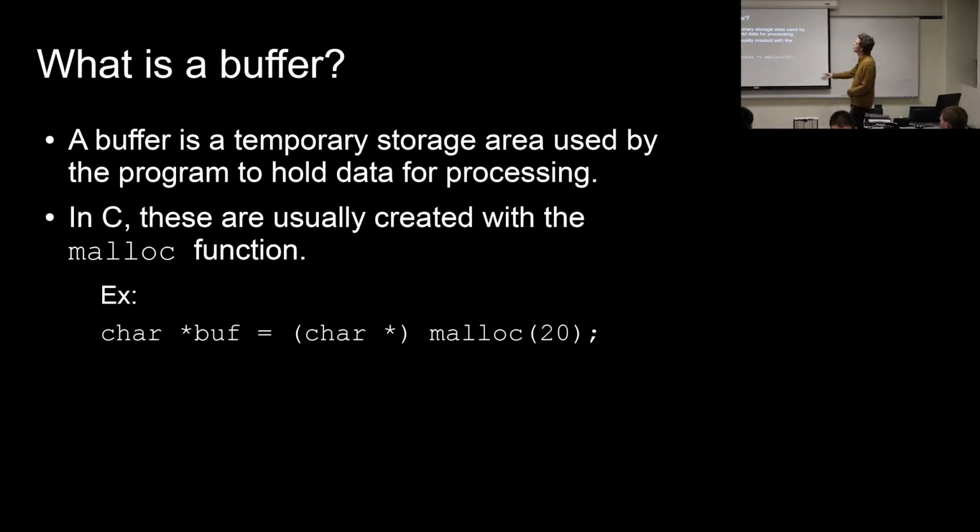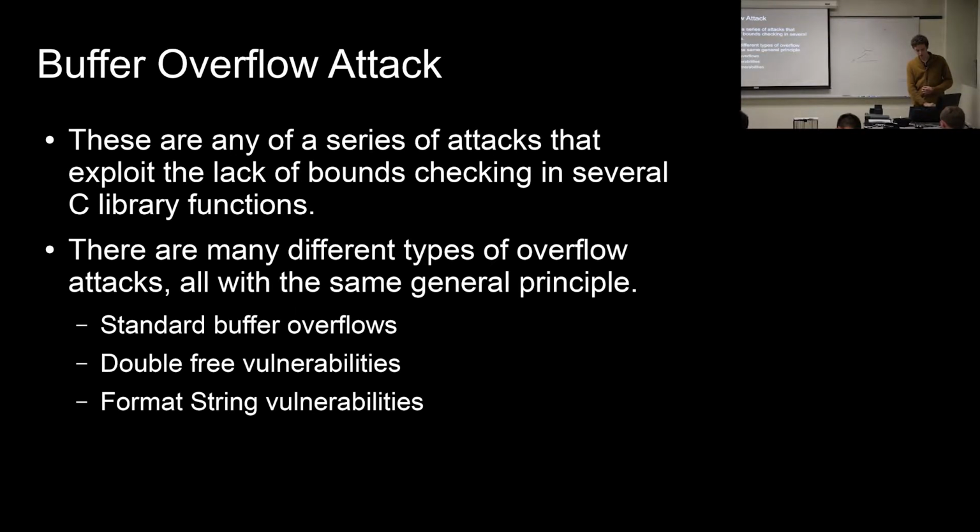So basically, a buffer is any temporary storage area in memory that you're going to write a bunch of stuff to, do some processing on it, and so forth. In C, it's when you call malloc and you get this big empty array of memory and you want to write stuff to it. That's what a buffer is. Now you know. So how do we use these in a buffer overflow attack to do several different things?